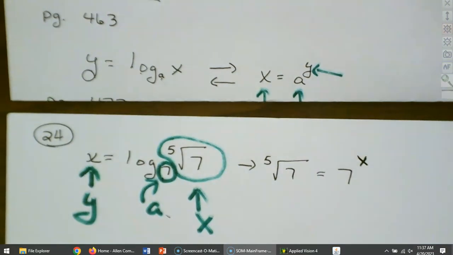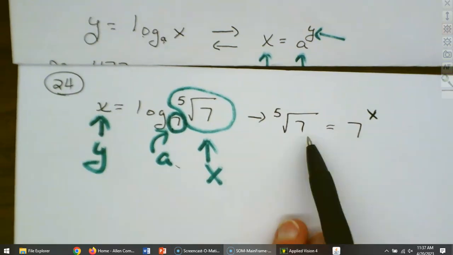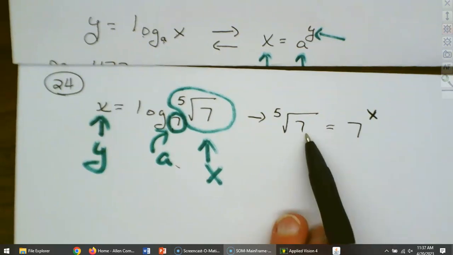So I want to make these the same. We want a common base of what? We want a common base of 7. Now, this one's a fifth root. I want to make it a base 7. So how would I get rid of that? Or how can I rewrite it?